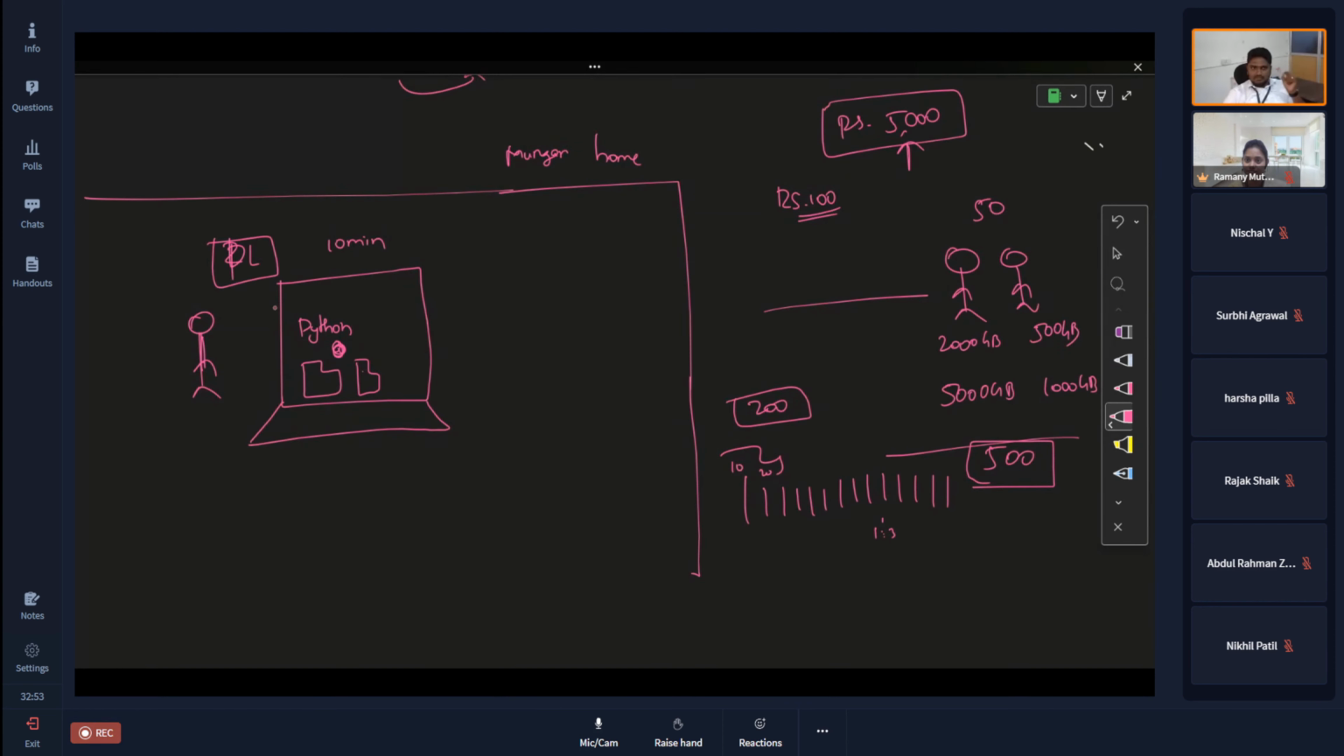This is a personal laptop, because he might have some other information on it. So he is thinking, is there any way that people can use this Python code without even using his laptop? Without Murugan providing them this laptop, these 500 people should have a way to use this Python code. Is there any way?